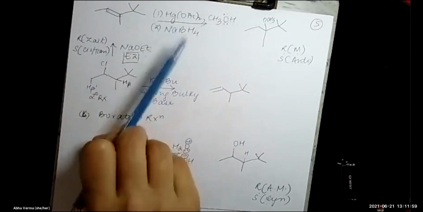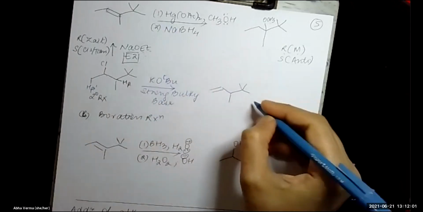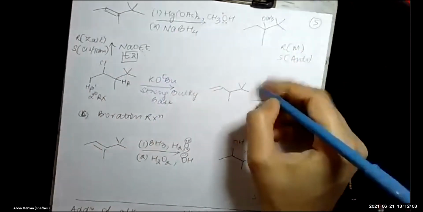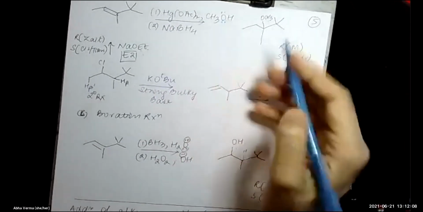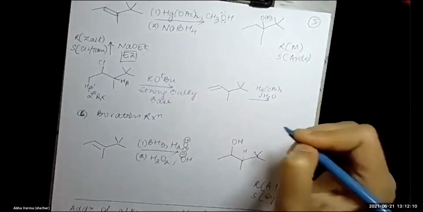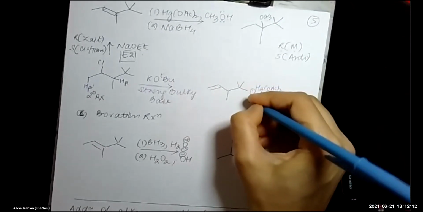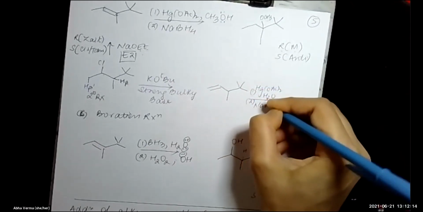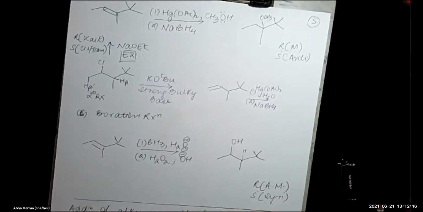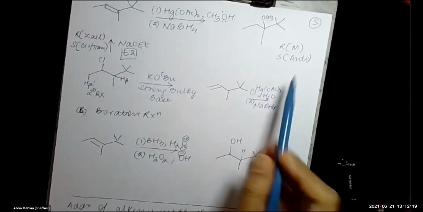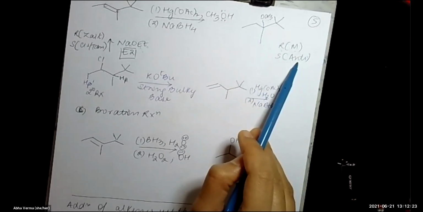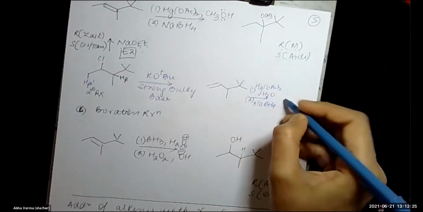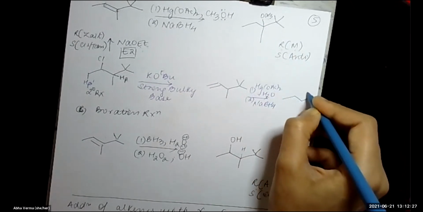If I had used the same reagent here, mercury acetate, let me just put water, and then sodium borohydride. What would my product be? I would get a Markovnikov's product and in an anti manner. So I am going to draw my product exactly like this.